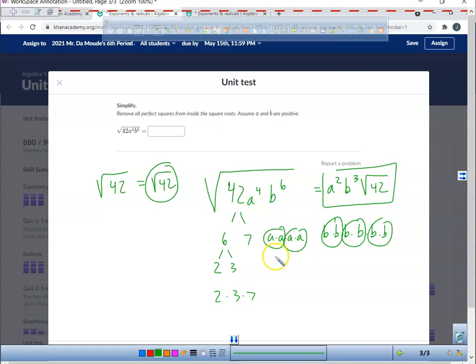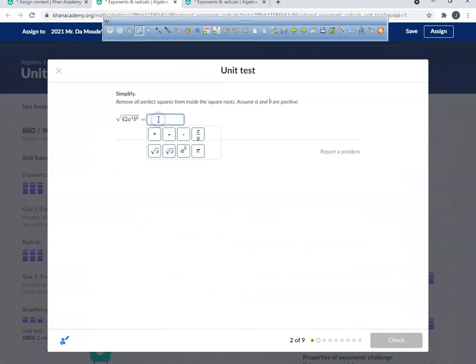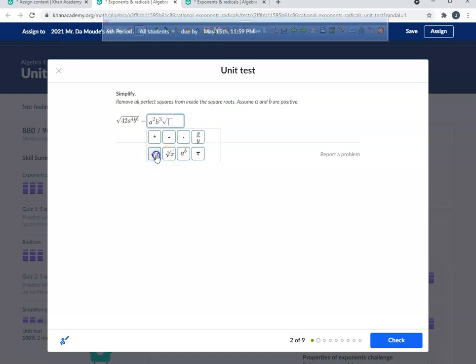So you get an a that gets pulled out. You got another a that gets pulled out. That's why it's a squared. Here, you get a b pulled out, and another b pulled out, so you have b cubed. So that'll be my final answer. A squared b cubed radical 42.